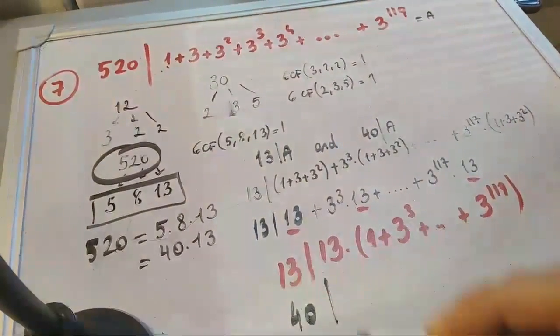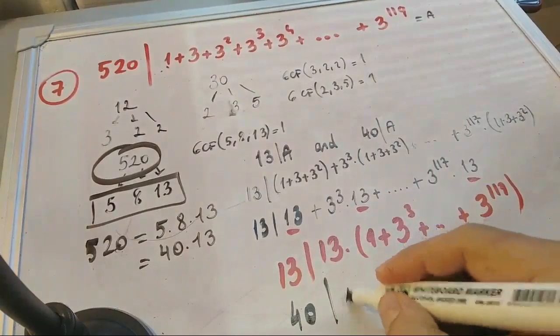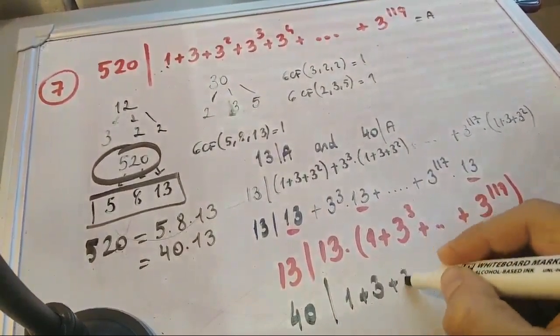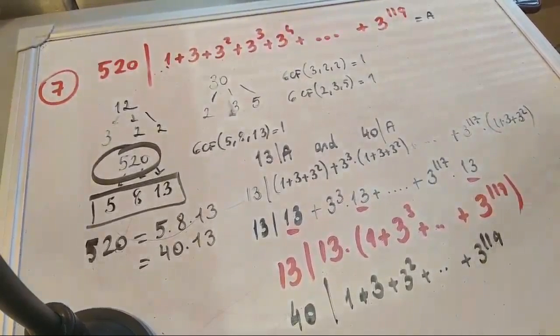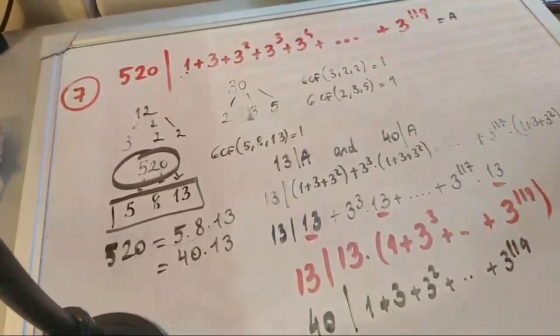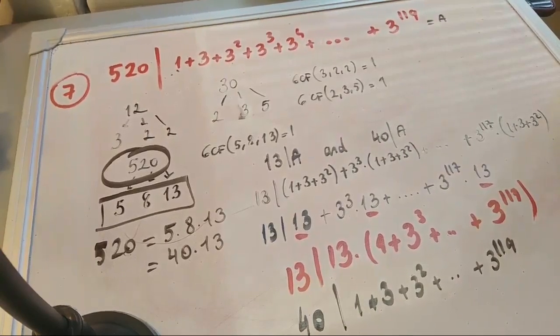Is 1 plus 3 squared till 3 to the power of 119 divisible by 40? Please solve it where? At home. And when we finish the lesson, till tomorrow, please rewatch the lesson. Try to think and absorb it. Okay? If you have any problem, I give you my number. You can text me. Okay?